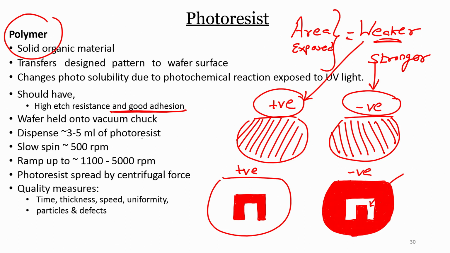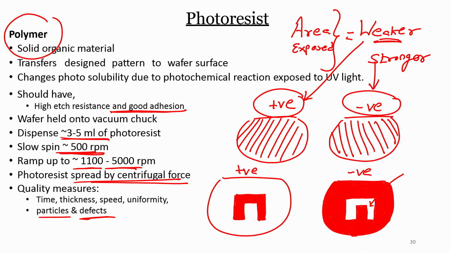These are the steps. First, dispense 3 to 5 ml of photoresist. Second, slow spin at 500 rpm, followed by a high ramp up to 1100 to 5000 rpm depending on the thickness that you want. Photoresist is spread through centrifugal force, and the quality measures can be time, thickness, speed, uniformity. Also we can see particles and defects, if any, on the photoresist. When we coat the photoresist, we have to take care of these many parameters.